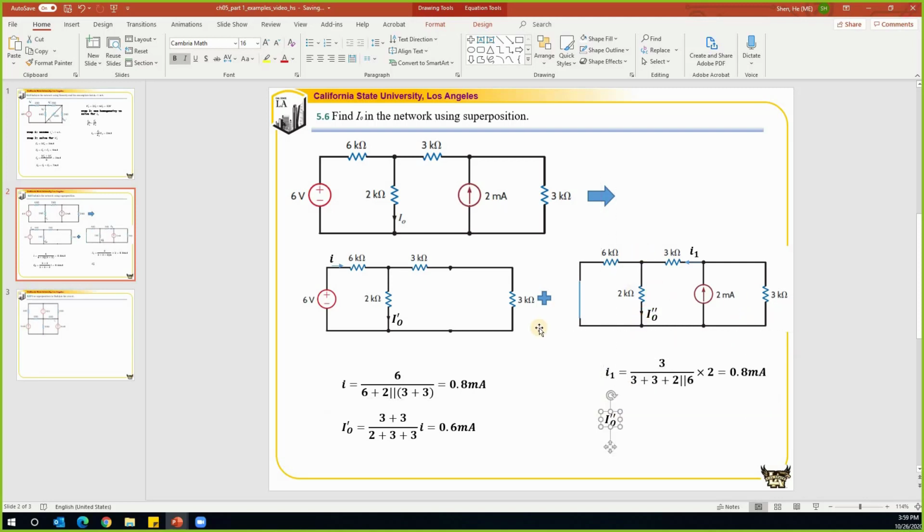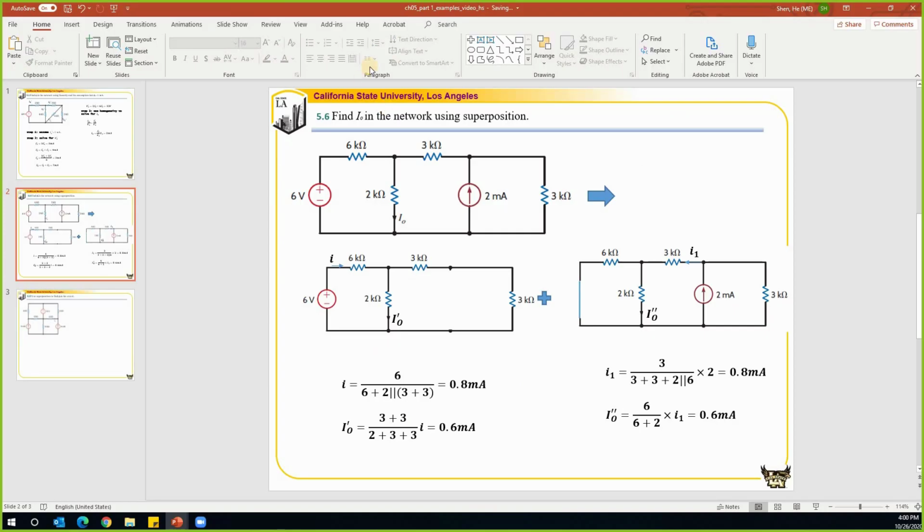So for IO double prime, we're going to use the same conclusion again. The current in this one branch should be equal to a share of the total current. The only difference is now the total current becomes I1. The total current in here will split into two branches, and the current in one branch is equal to a part of this I1. The numerator is the resistance in the other branch, which is 6, and the denominator is the summation of the resistance in these two branches, which is 6 plus 2. So we get 0.6 milliamp.